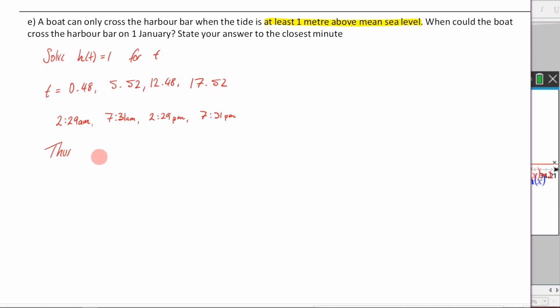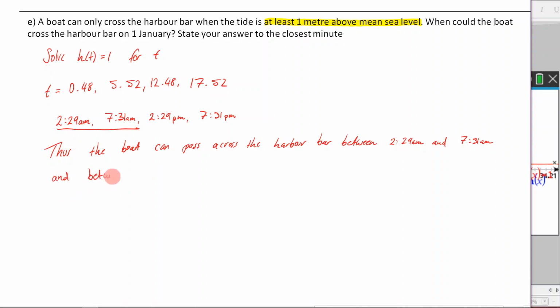Thus, the boat can pass across the harbour bar between 2:29 a.m. and 7:31 a.m. So it's between these times here and between, so notice that I'm being very clear in what I'm saying. I'm using the word between twice just to clarify.